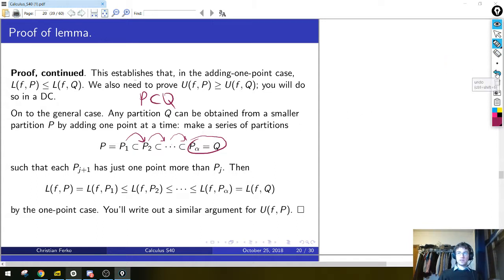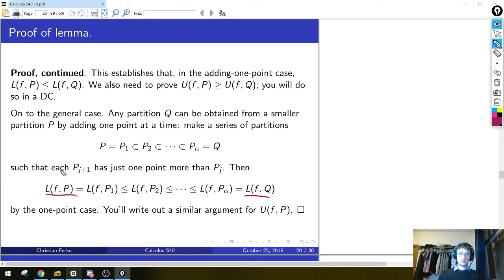Okay, well then we're in good shape, because we've proven the inequality between the lower sums for each of these steps in the chain, right? That was the 1 point case we just proved. So certainly the lower sum in the first partition is less than or equal to the lower sum in the second partition, because that's a 1 point difference, which we proved. And you just apply that all the way up to the last one. And then this chain of inequalities taken end to end, I guess I should highlight this thing, proves the lemma.